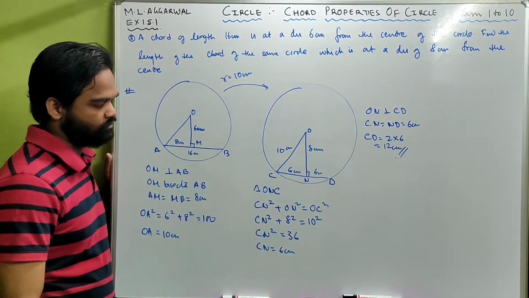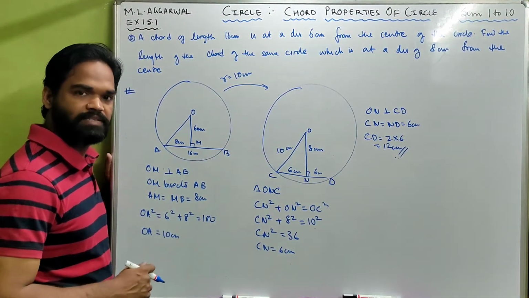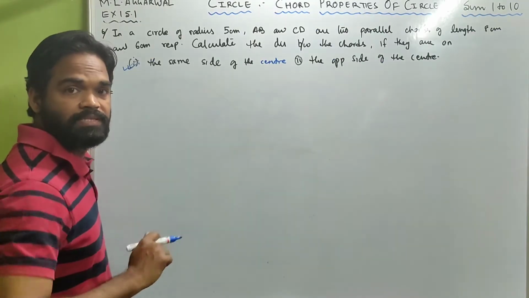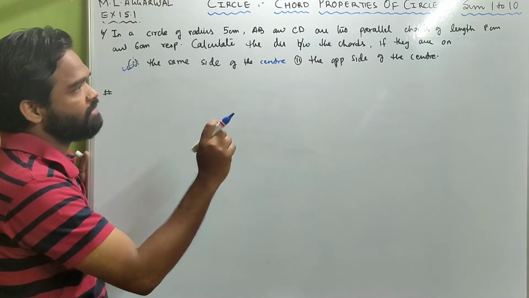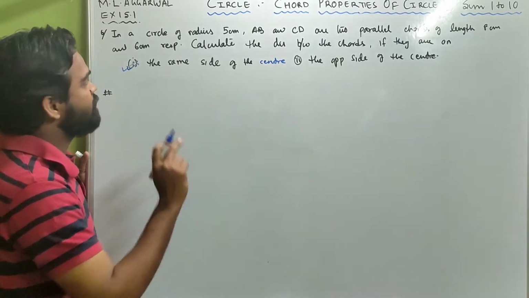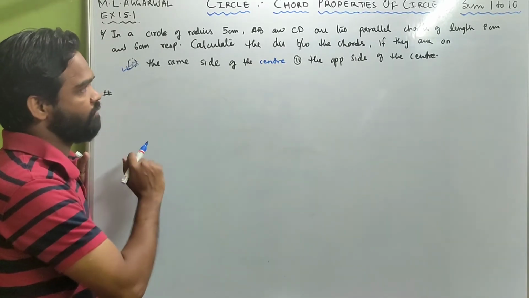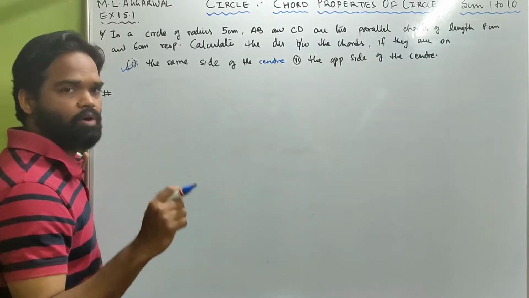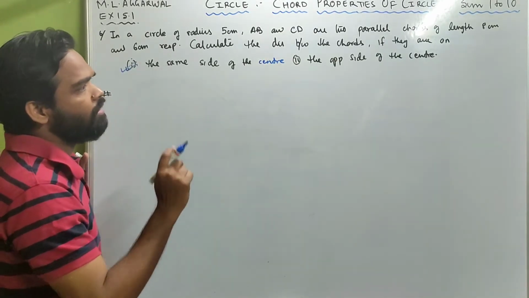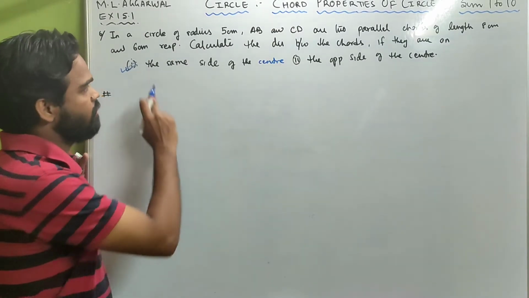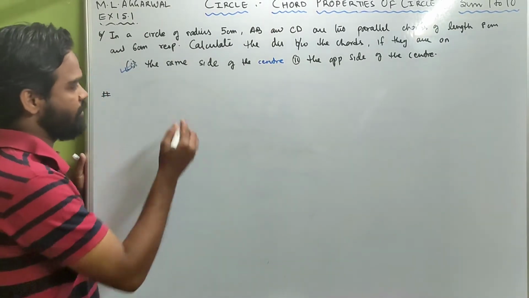Done. Now let us look at the next sum. Now look at this sum. Sum number 6. In a circle of radius 5 centimeter, AB and CD are two parallel chords of length 8 centimeter and 6 centimeter respectively. Calculate the distance between the chords, which means the perpendicular distance. If they are on the same side of the center, or the opposite side of the center. Let us first take this case on the same side.